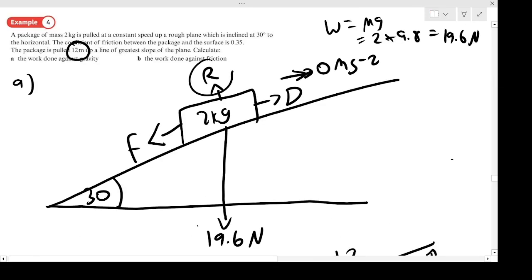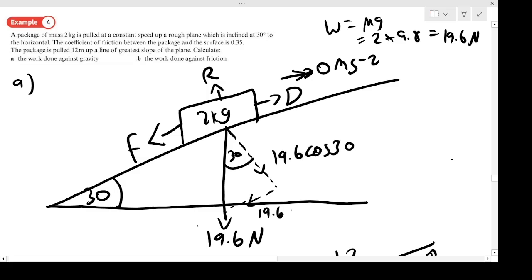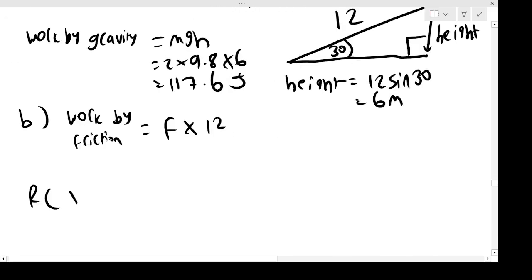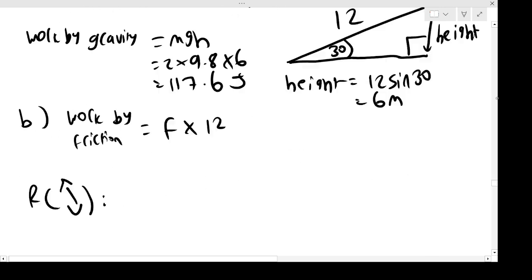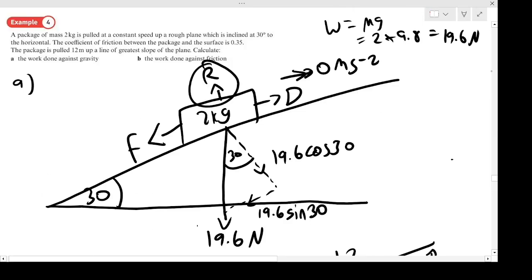Well, firstly, we can work out the reaction force. If I split up the weight, I always want to split it up like this. The angle here is 30. This is 19.6 cos 30 and 19.6 sine 30. If I now look at the forces perpendicular, in this direction, firstly we've got the reaction force. Then I'm going to take away the opposite to the reaction, this 19.6 cos 30.